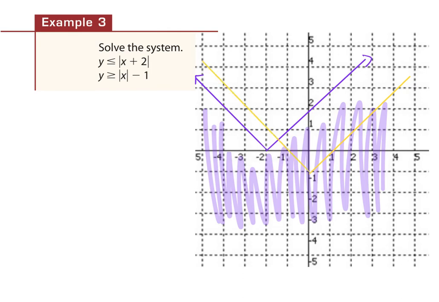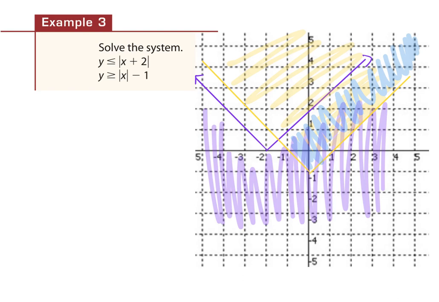You can have it with 2 absolute values. You can have it with an absolute value and a line. In this case, I'm going to shade everything above this line, or this V. So it looks like this. Everything here is shaded. And you'll notice I have a crossover section right here. That goes on infinitely that way, but that would be my answer, where those cross over.